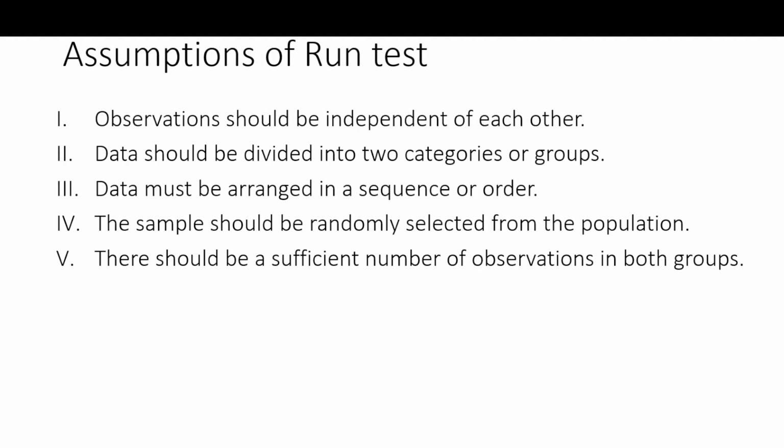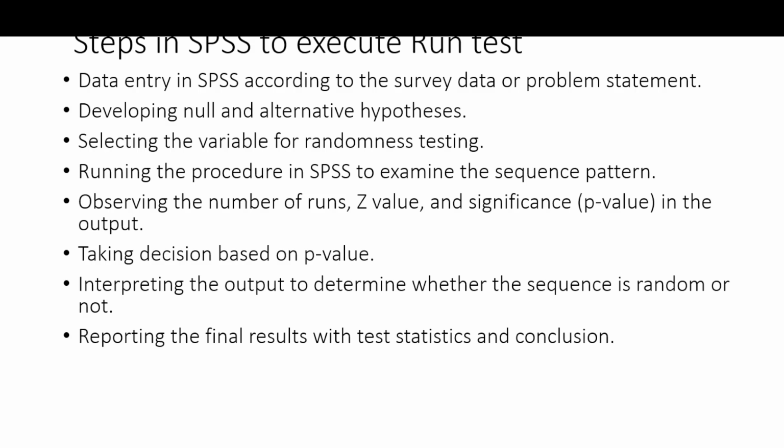What are the assumptions of the run test? Observations should be independent of each other. Data should be divided into two categories or groups. Data must be arranged in a sequence or order. The sample should be randomly selected from the population. There should be a sufficient number of observations in both groups.